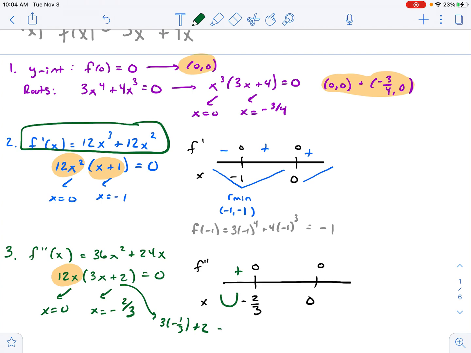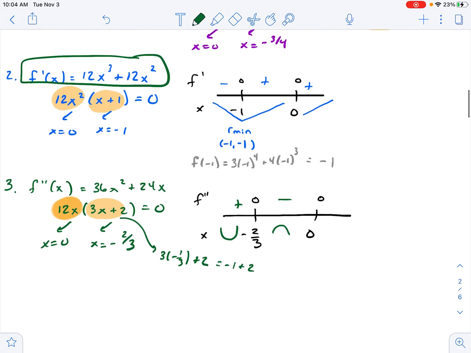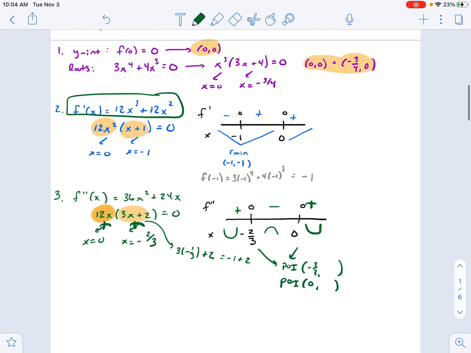3 times negative 1/3 plus 2 is negative 1 plus 2, which is positive. So we have this negative times this positive is a negative. We're concave down. And it looks like we have ourselves a point of inflection. And if I take a number bigger than 0, we're going to get a positive times a positive is a positive. And we're back to concave up. And we've got another point of inflection at x equals 0. Okay, because we had sign changes.